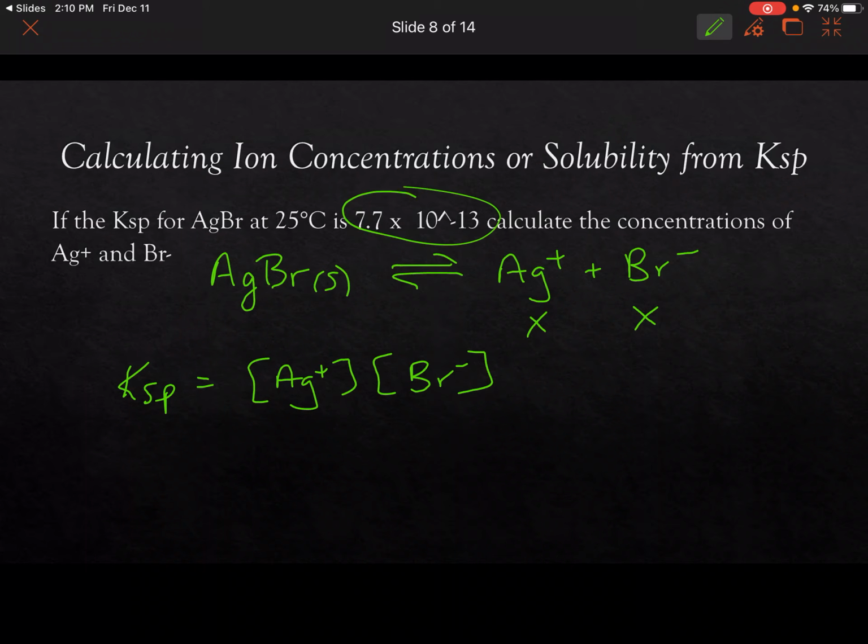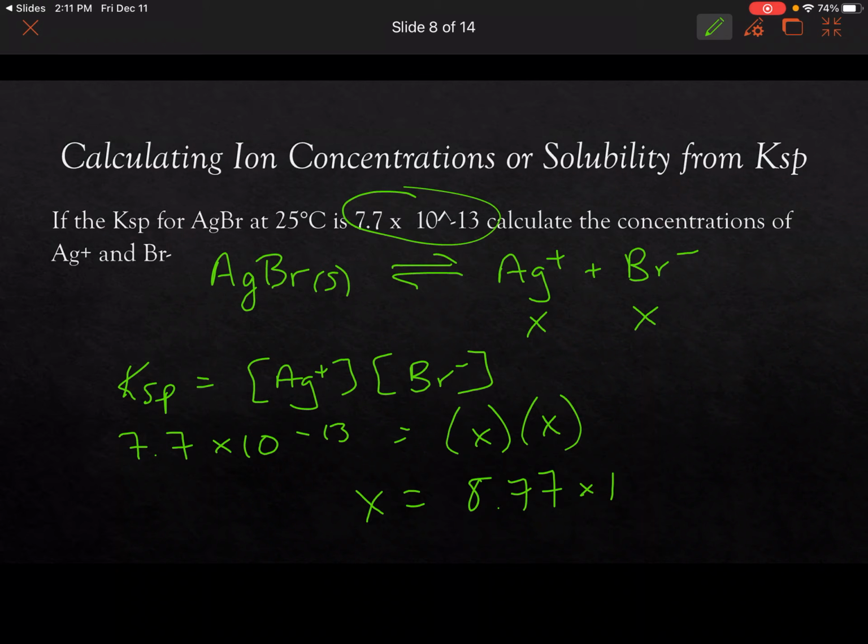equation is going to be equal to Ag+ multiplied by Br-. Now I've got the KSP, so I can just sub in my values here. So 7.7 times 10 to the negative 13 is equal to X times X, which is going to be X squared. So I can just take the square root then to solve for X, and I get an answer of 8.77 times 10 to the negative 7 molar.